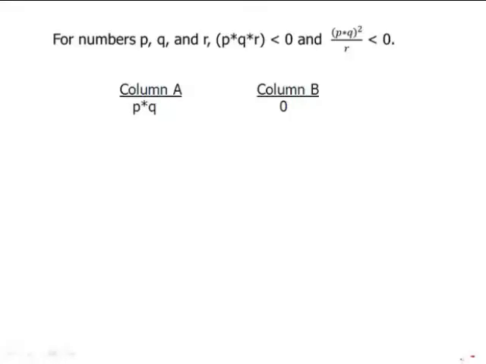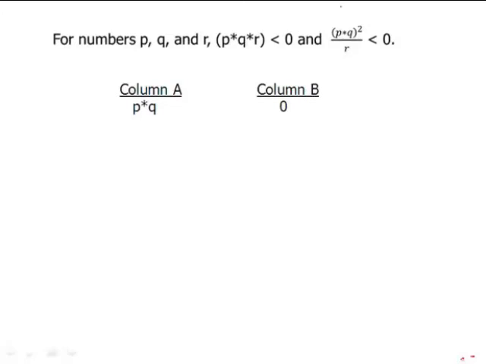For numbers P and Q and R, P times Q times R is less than 0, and P times Q squared divided by R is also less than 0. So I realize when you look at this problem, it may look very intimidating. You may feel like, for example, you have to solve for the values of P and Q and R. That is not the case. All we have to figure out is what's positive and what's negative. That's all we have to determine in this problem.